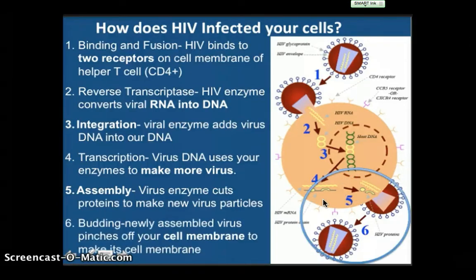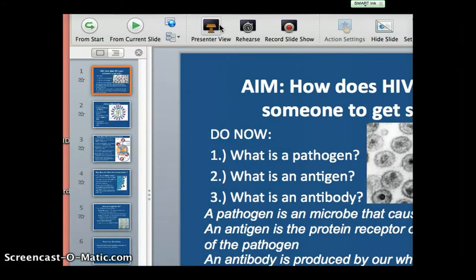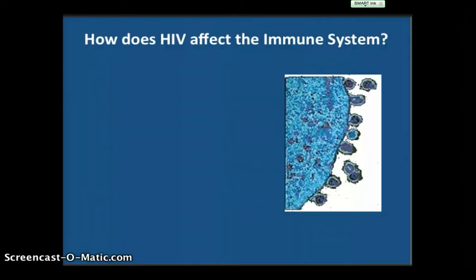And then the last step, we have budding. Newly assembled viruses pinch off your cell membranes to make their own cell membrane. We're going to look here at a picture of what this actually looks like. Again, you can see here the picture of all the virus particles budding off of the cell membrane. Eventually, this cell will die because the virus will be ripping off all of its cell membrane.